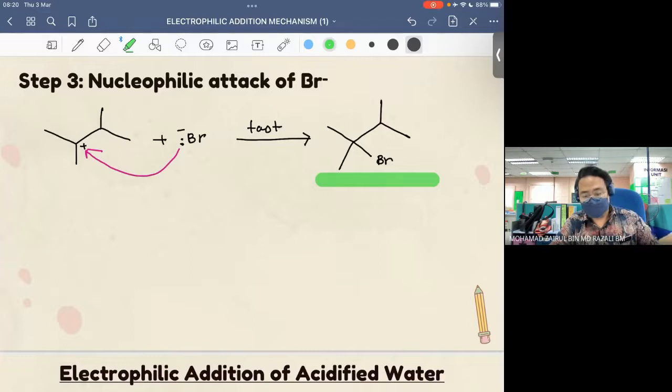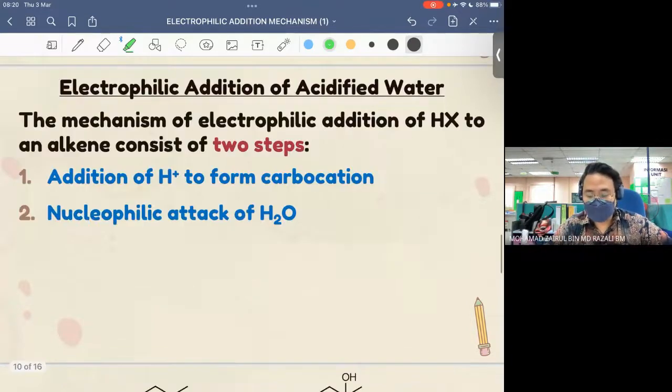Ada beberapa soalan? Okay, boleh. Okay, now, so itu untuk electrophilic addition of HX. Now, we can proceed to the electrophilic addition of acidified water.